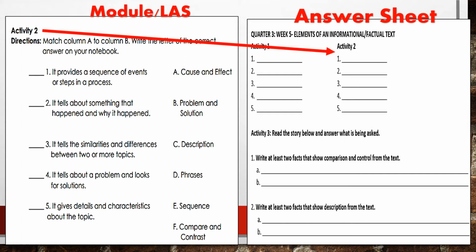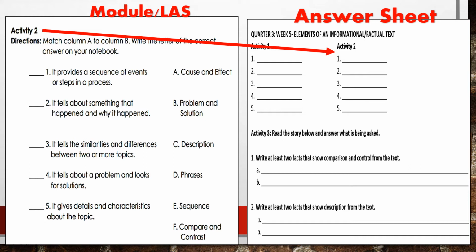Okay, so you're done with activity 1. Now let's move on to activity number 2. All you have to do is to match the column A to column B by writing the correct letter of the answer on your answer sheet. Now look at number 1. It provides a sequence of events or steps in a process. What do you call that? Remember, it's about sequence of events or process or step by step. So what's the answer?